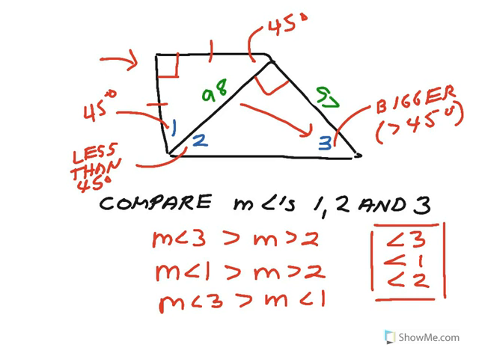So I can conclude by saying the measure of angle 3 is greater than the measure of angle 1, which is greater than the measure of angle 2. And that's it.